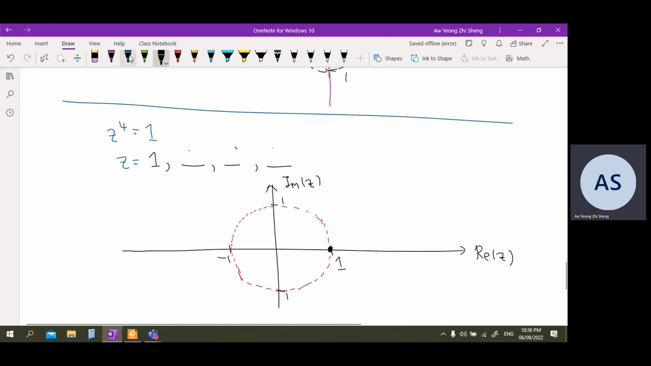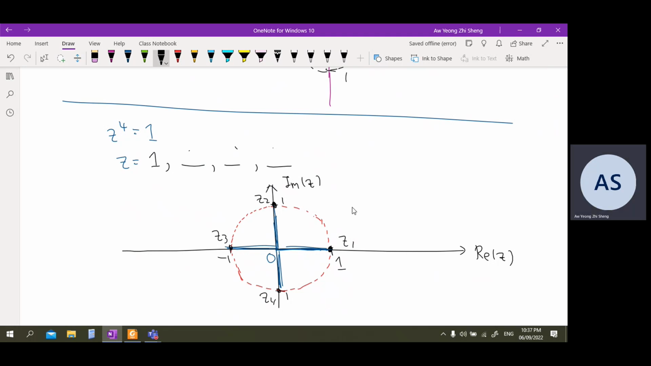Now, since we know for roots of unity, they will be evenly distributed along the circumference of the unit circle. And since one full cycle is 2 pi, that means this circle will be divided into 4 equal sectors, making 90 degrees at the center. And so you can expect your second solution to be up here. So if I call this Z1, this will be Z2, this will be Z3, and this will be Z4.